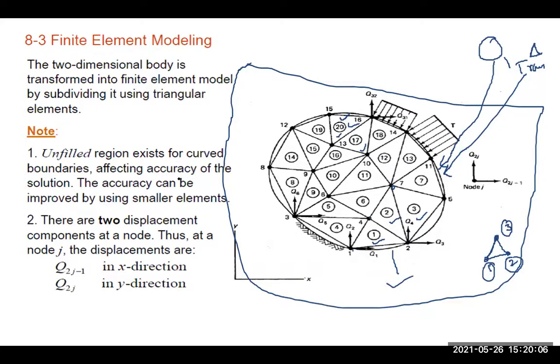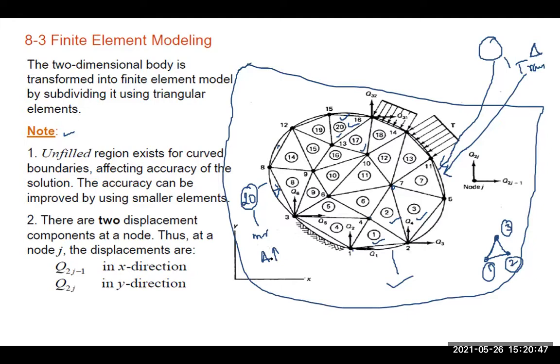Now, coming to here, there are node 1, node 2. Let us see the unfilled regions. Here you can observe that some unfilled regions exist near the curved boundaries, affecting the accuracy of the solution. The accuracy can be improved by using smaller elements. You can use smaller triangle elements here to increase the accuracy. Here only 20 elements are used for discretization. If you go for more elements, the accuracy is going to be increased.